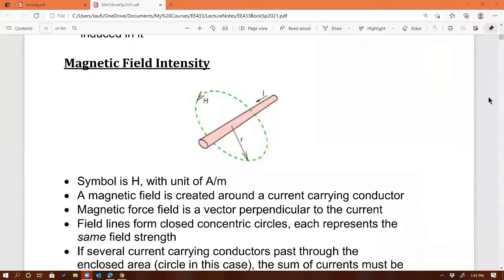All right, we're still reviewing concepts related to magnetics, right? So the first one is magnetic field intensity.